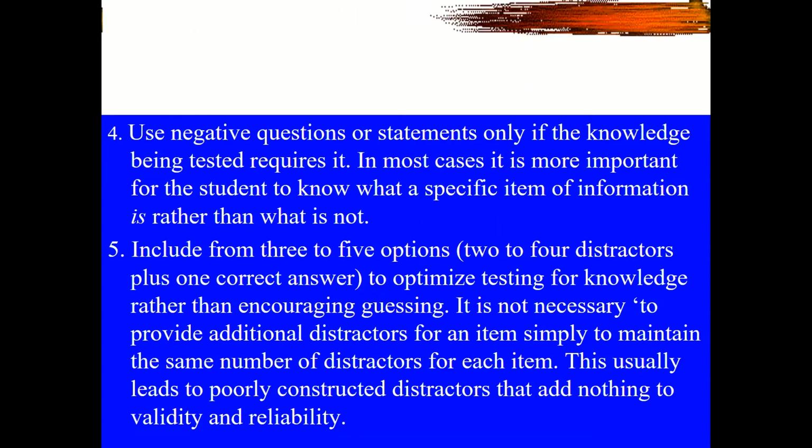So include 3 to 5 options, 4 distractors plus 1 correct one, to optimize the testing for knowledge rather than encouraging guessing. It is not necessary to provide additional distractors for an item to maintain the same number of distractors. This usually leads to poorly constructed distractors and adds nothing to validity and reliability. Okay, I will explain that one later in the next lesson. Now, why is there a limit on how many distractors or how many options we need to write in a multiple choice test?